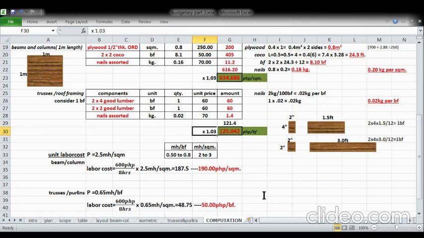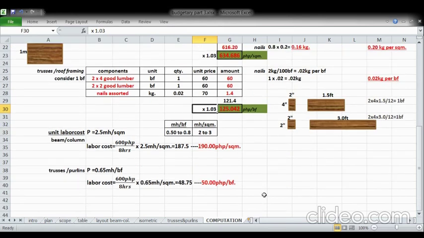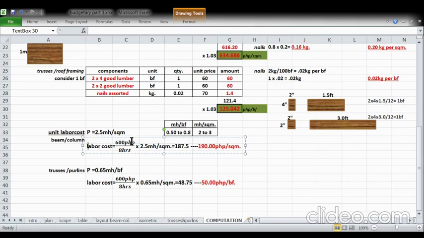Go to unit labor cost. Same formula we use for part 2. Okay, labor cost is salary rate per hour. That is for the carpenter here. That is 600 pesos divided by 8 hours times productivity rate. The productivity rate for formworks is 2 to 3 man hours per square meter. This is standard. Okay. So in order to find the labor cost, 600 pesos salary rate divided by 8 times productivity rate, the answer is 187.5.